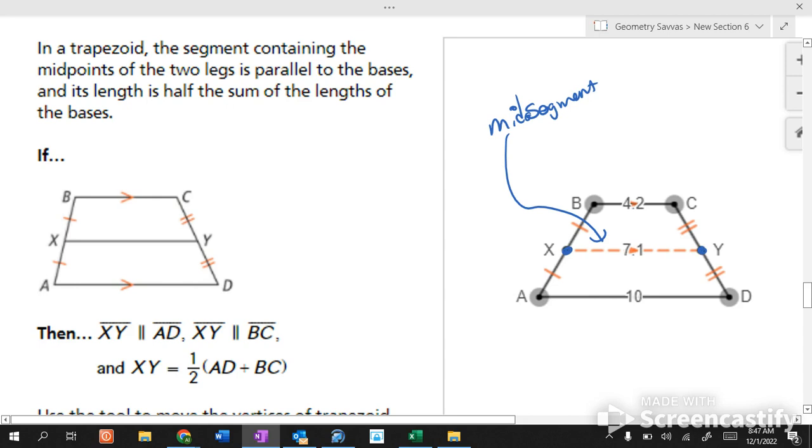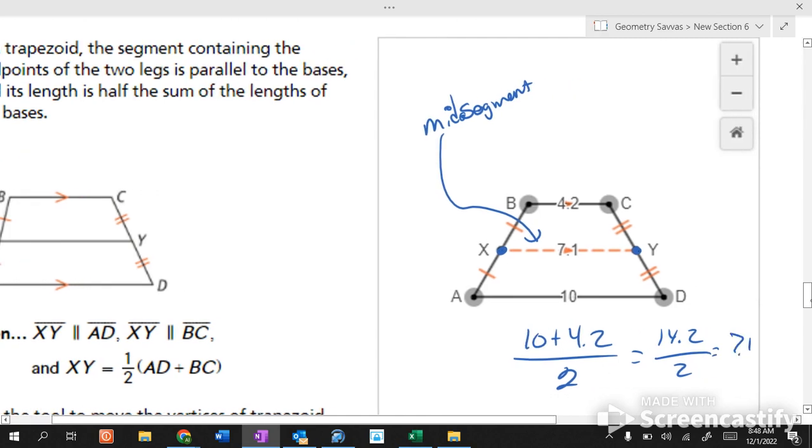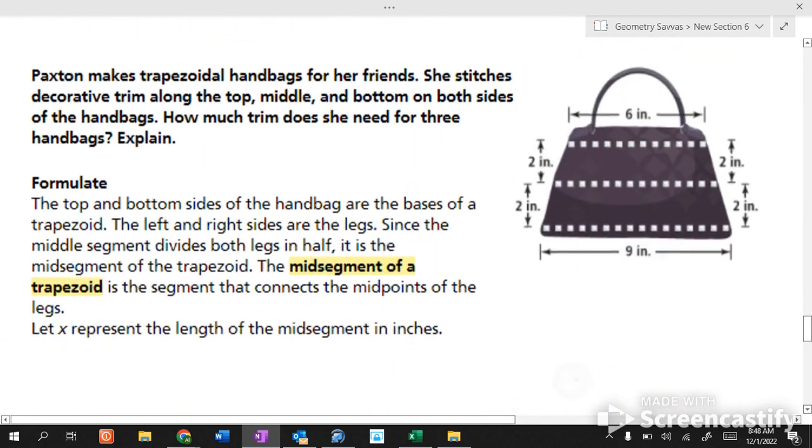How do you find an average? Well, you add them up and divide by the number of numbers. Well, how many bases do we have? 2. So we add them up, divide by 2, or take 1/2 of these. So you take 10 plus 4.2, add them up, and divide by 2. So 14.2 divided by 2 is 7.1, which is the length of this midsegment.